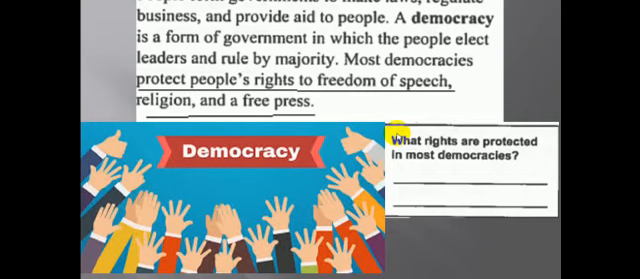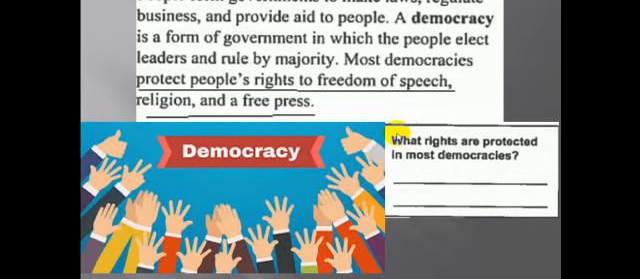People form governments to make laws, regulate businesses and provide aid to people. So, if I will ask you, why do we form governments? Why it's important to form governments? You will tell me to make laws, to regulate businesses, and to provide aid to people. That's why it is important to form a government.